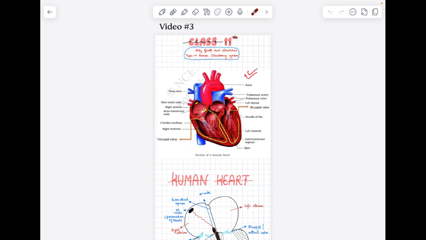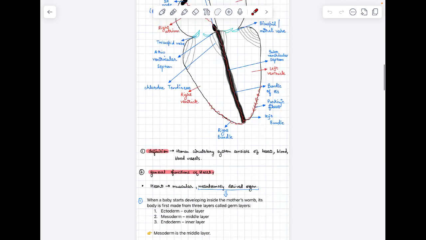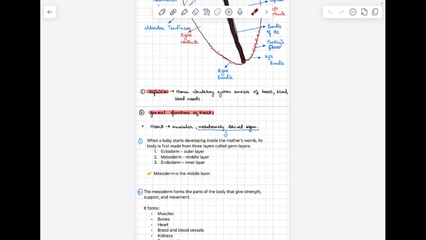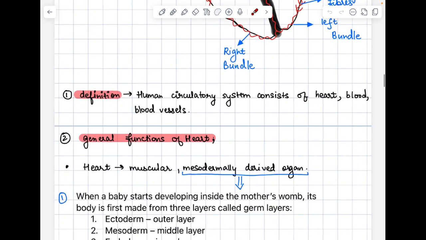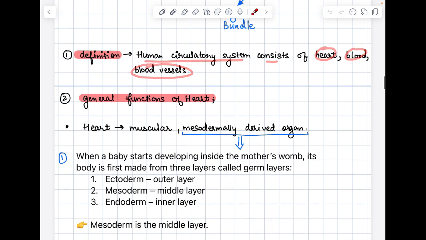So this is the diagram that is taken from your NCERT biology class 11th book, and this is the diagram we have made for our easy understanding. So let's start with the first point, that is that human circulatory system consists of heart, blood and the blood vessels. Next we have general functions of the heart, in which there is first point, heart is a muscular and mesodermally derived organ. Now what do you mean by this term?